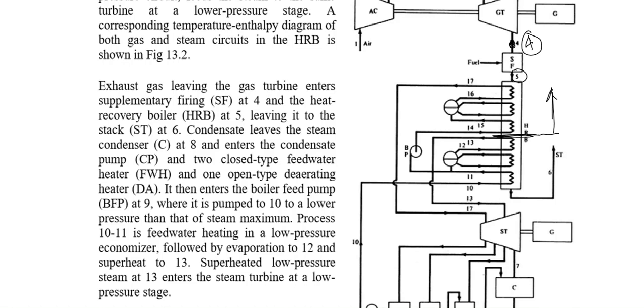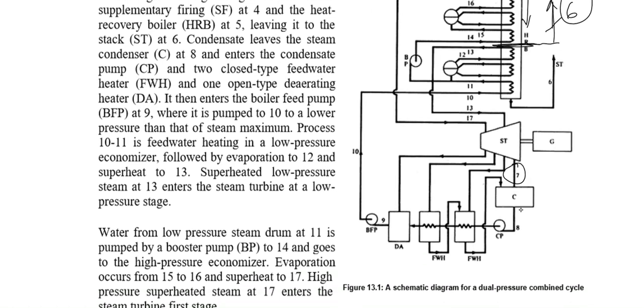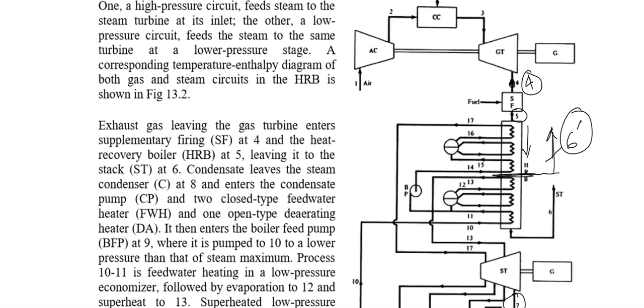Or in other words, if only one circuit is installed in the HRB, the gas would be leaving the HRB at, let's say, 6 dash, and then the steam would enter the turbine, exit the turbine at 7, go to the condenser at 8, and so on and so forth. It will go into the pump and back to the HRB. Now, if I install another pressure circuit, rather than the gas leaving at 6 dash, it would be possible to extract extra energy from the gas into a low pressure circuit, and the gas would now be leaving the HRB at a temperature less than the temperature at 6 dash.